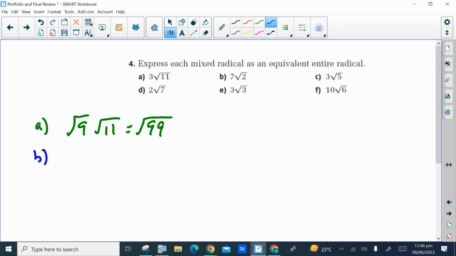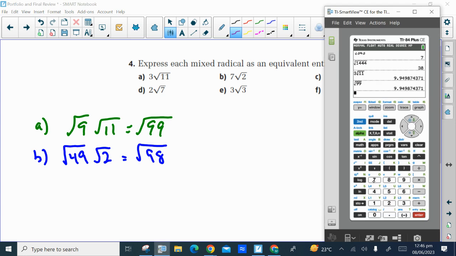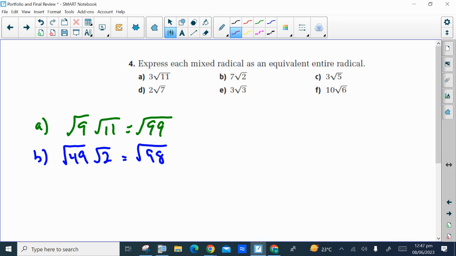So do the same thing for part B. 7 root 2, you need to write 7 as a radical. If you square the 7, it's 49. So that'll be root 49 root 2, which in this case will be root 98. There's the answer. And like we did before, you could check on your calculator. 7 root 2 is that decimal. That should be the same decimal for root 98. And it is. So our answer is correct. It's equal to what we started with. And it is an entire radical instead of a mixed radical.